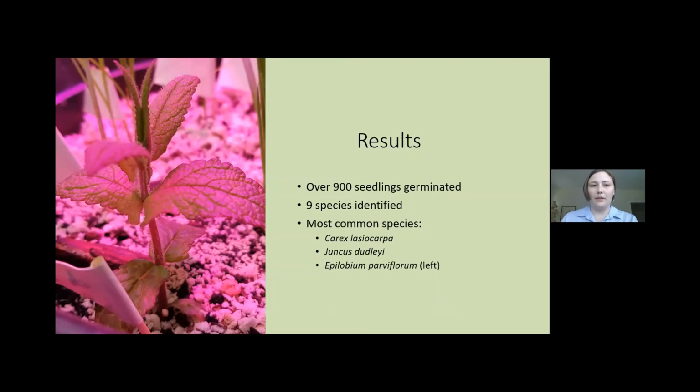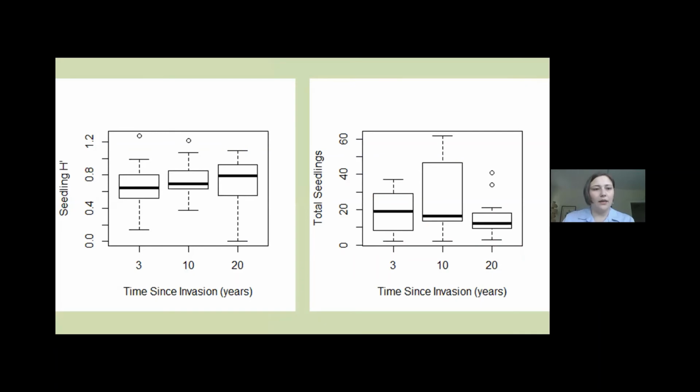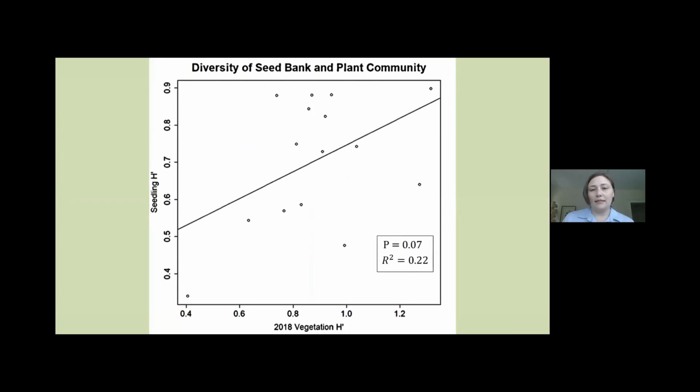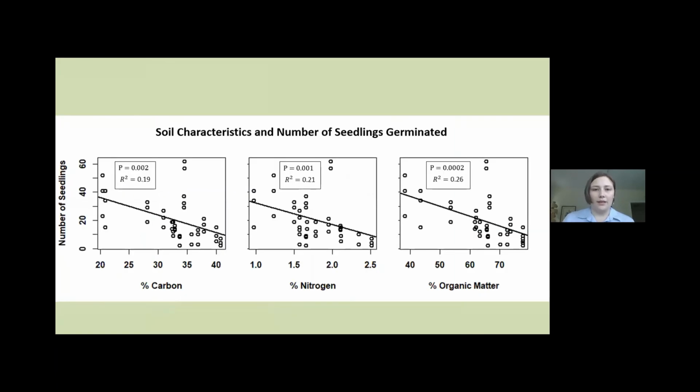The lack of diversity is probably due to differences in the amount of time seeds of different species can persist. I'm going to skip that. The interesting finding is that there is no significant difference in seedling diversity or in the total number of seedlings with time since invasion up to 25 or so years. There is a marginally significant correlation between seedling diversity and vegetation diversity, which makes sense.